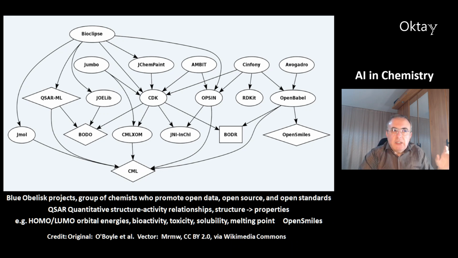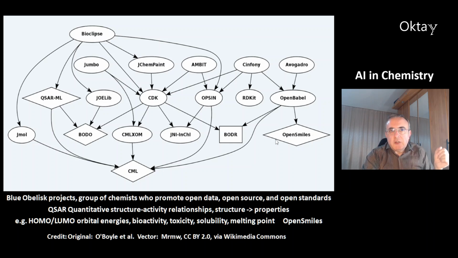This is an overview of Blue Obelisk projects. Blue Obelisk is a group of chemists who promote open data, open source, and open standards. One is QSAR, quantitative structure and activity relationships. This is about the structure of a molecule, its relationship with properties. For example, HOMO-LUMO orbital energies. HOMO is the highest occupied molecular orbital. LUMO is the lowest unoccupied molecular orbital. Or the bioactivity, or the toxicity, or the solubility, melting point.